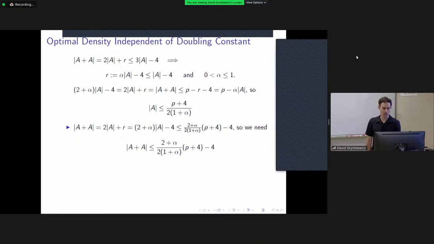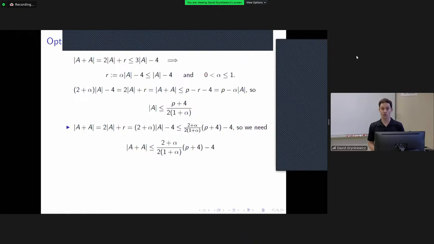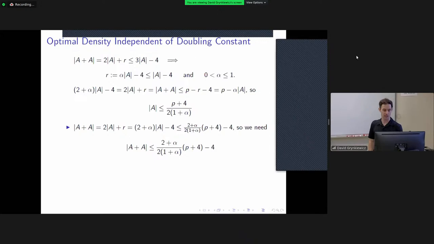The sum set has this sort of density 2 alpha divided by 2 times 1 plus alpha times P plus 4, and then the whole thing minus 4. But it's basically a density 2 plus alpha times 2 over 1 plus alpha. And you could ask, if you want a bound that's independent of R, independent of this doubling constant, so it works for all sets inside the range applicable for the 3k minus 4 theorem, what will be the smallest this upper bound could be? A short calculation shows alpha equals 1, where you have density basically at 3a minus 4. And there it becomes 3/4 p.